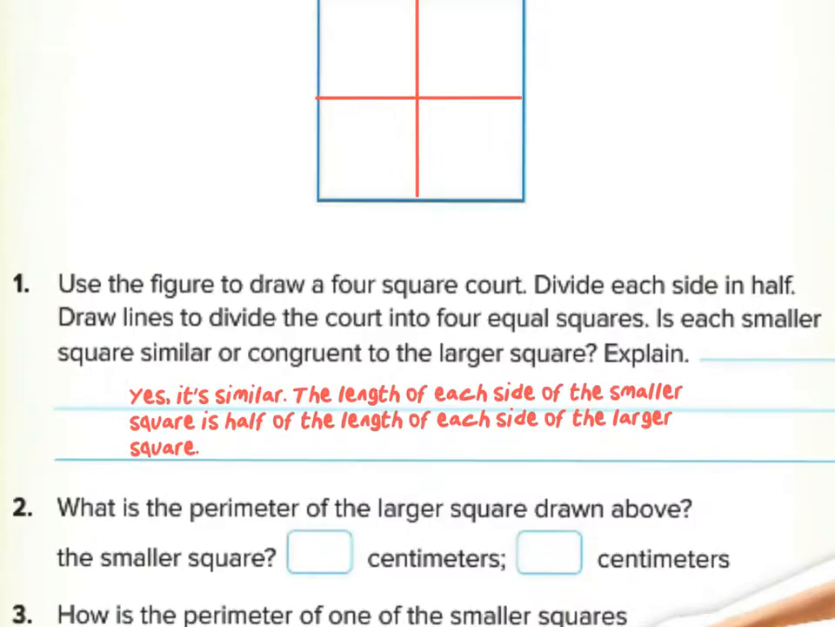Well, yes. The length of each side of the smaller square is half of the length of each side of the larger square. So, for example, this length is half of this length, and this length here is half of this length. So half of a half makes a quarter.